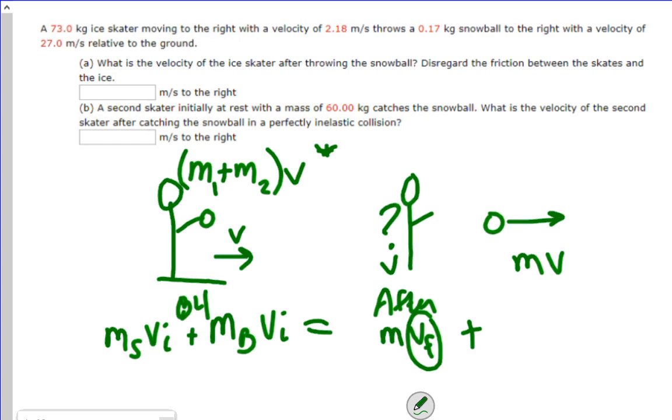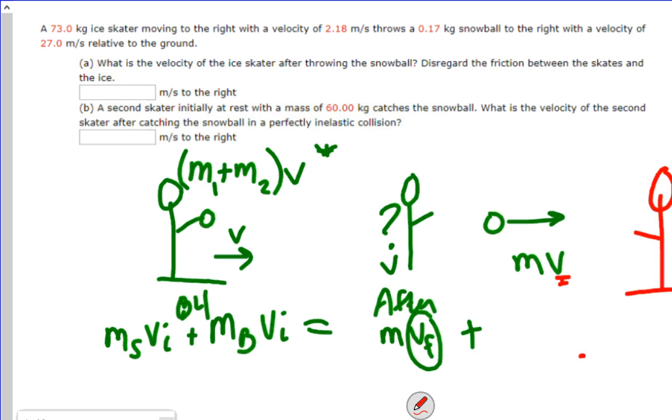Now, part B, your second skater. So here comes the snowball. You found its velocity. You found the ice skater, never mind. So you've got this velocity here for the snowball, and here's a second ice skater ready to catch it. This skater originally is at rest, so you need your mv for this one, pretty easy if that one's 0.